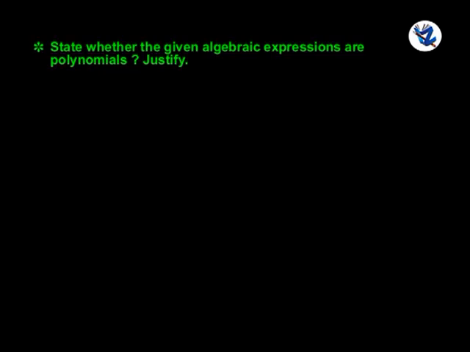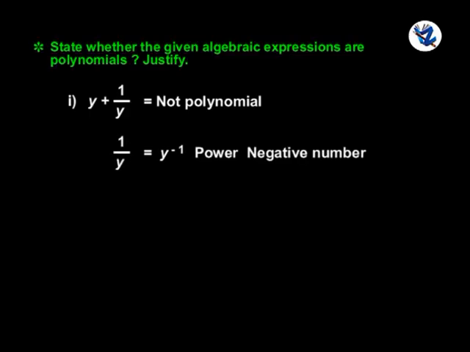Now state whether the given algebraic expressions are polynomials. Justify. y plus 1 upon y. It's not a polynomial because 1 upon y means y raised to minus 1. That means the power is a negative number. Next, x square plus 7x plus 9. It is a polynomial as the power of the variable x is 2 and 1 respectively. Both are positive whole numbers.